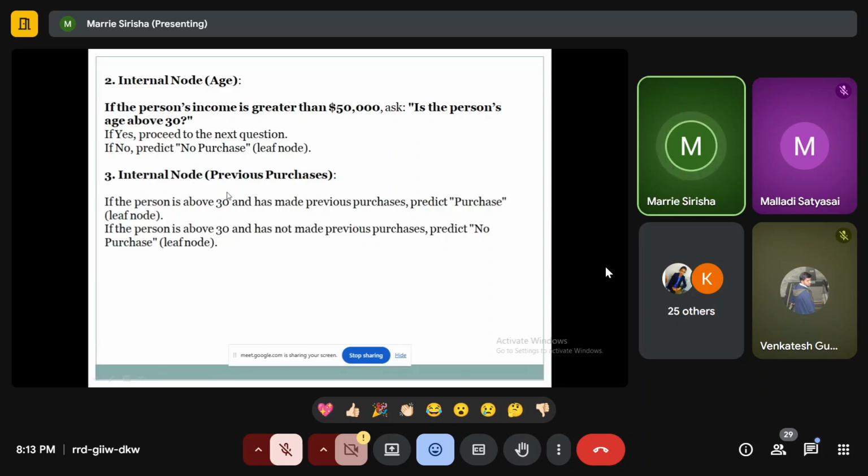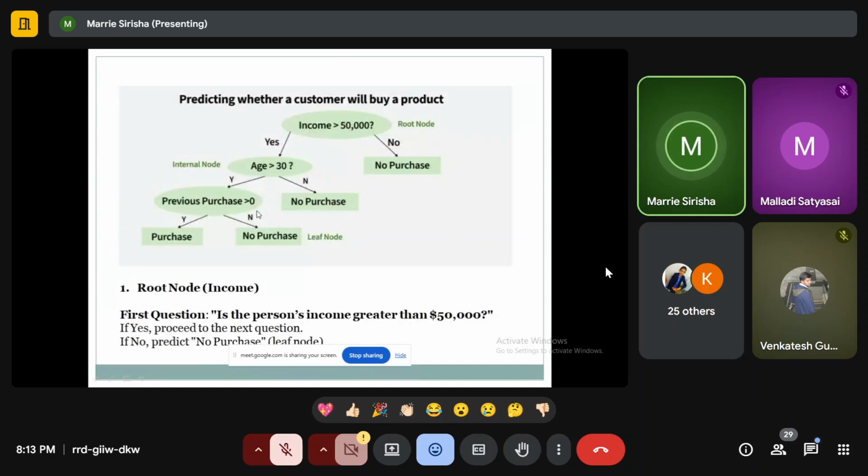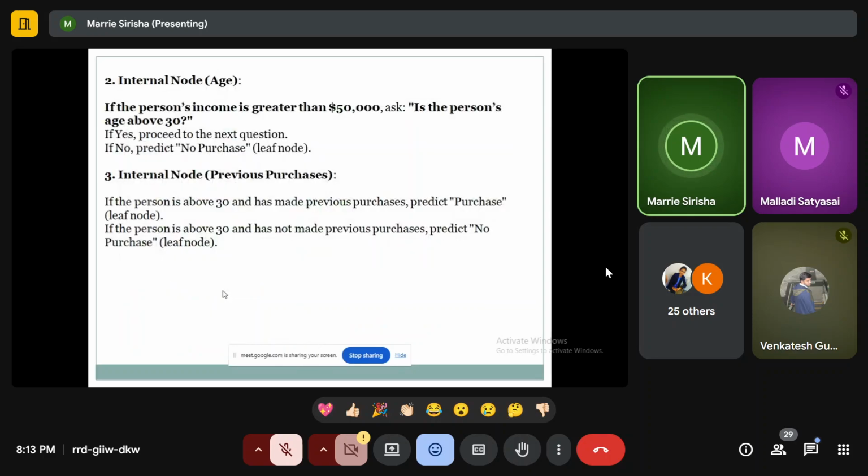Next, internal node. As I explain here, has the person made any previous purchase? Yes. If purchased, classify that as yes, and if no, then you can predict that it is a no. This is how the decision tree works. These are the three important terminology you have to remember. You can explain like this in your exam also by taking a decision tree.